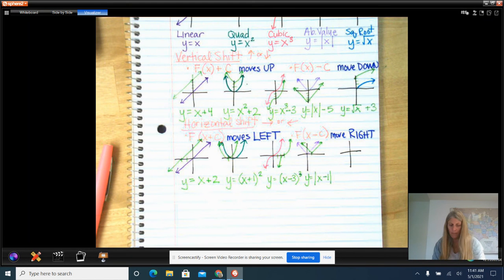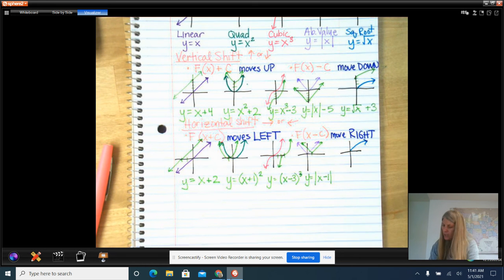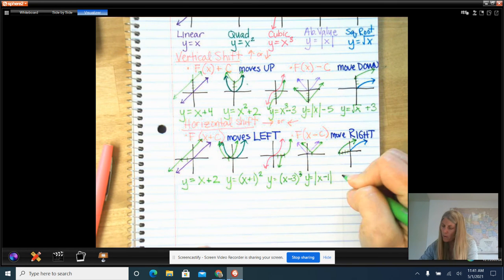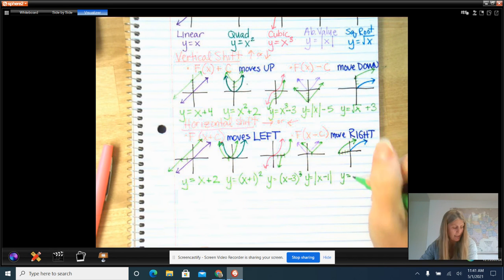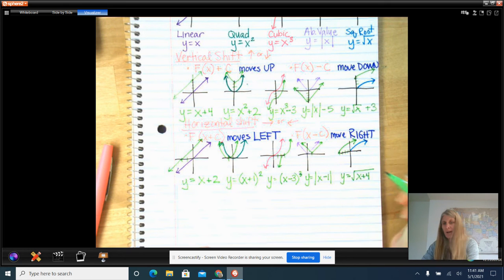And then let's finish up with our square root parent function, and let's go ahead and move it 4 to the left. And so that's going to be y is equal to, the left is plus, so we are going to have the square root of x plus 4. Now notice that is all underneath the square root as opposed to outside.